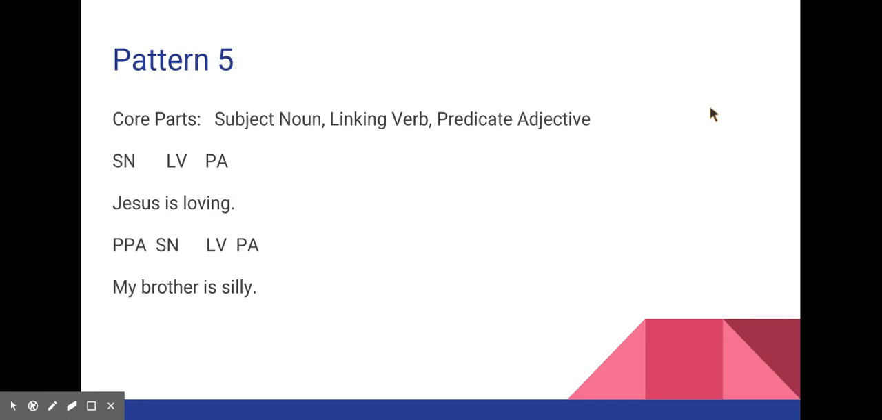Pattern 5 has the core parts: subject noun, linking verb, predicate adjective. For example, Jesus is loving. What is Jesus? Loving. Does loving mean the same thing as Jesus? No, but it's describing the subject noun. So it's an adjective in the predicate part of the sentence describing the subject. So my brother is silly. Silly is describing brother.